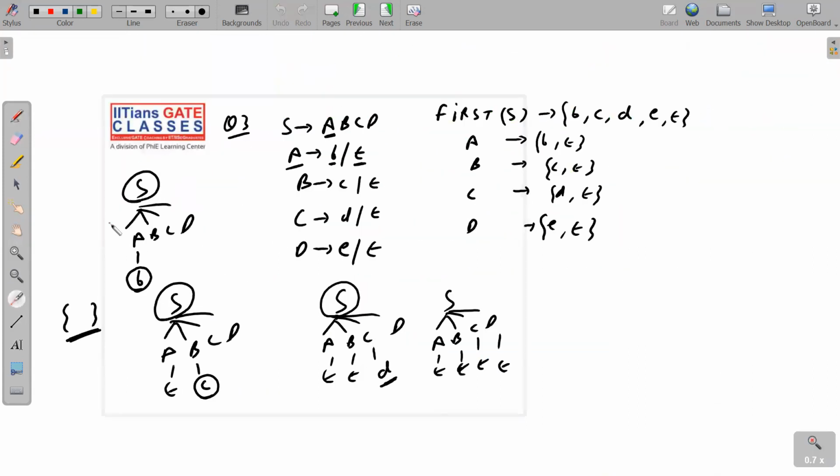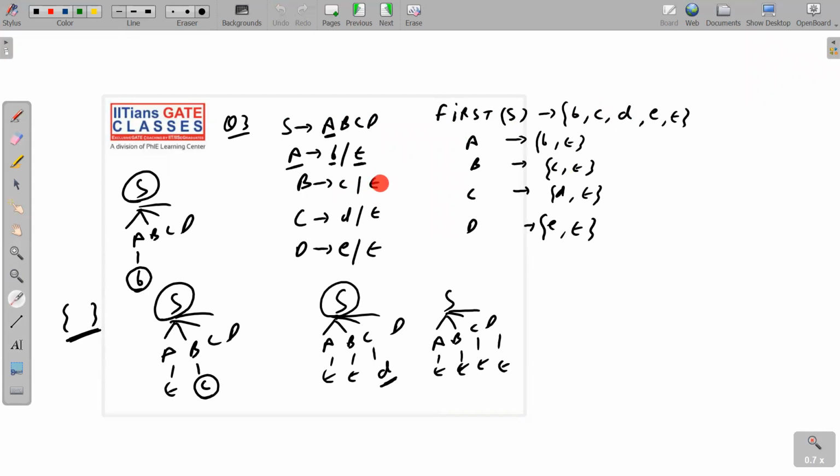Now I will explain this example. Directly we will say, according to the second rule, first of S is first of A. First of A is B. So I will write directly B. Now since A is going to null, the third rule will be applied. That means we will consider the rest part also. That means BCD. So now I will say first of S is first of B. First of B is C. I will write here C.